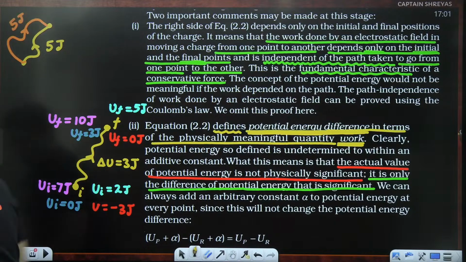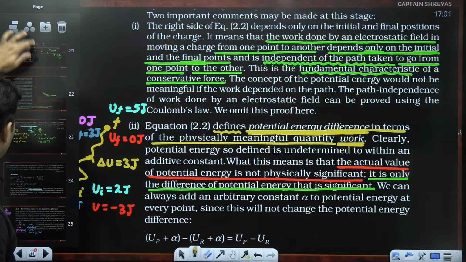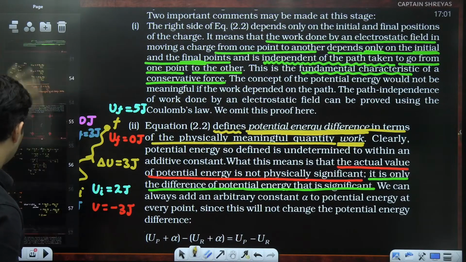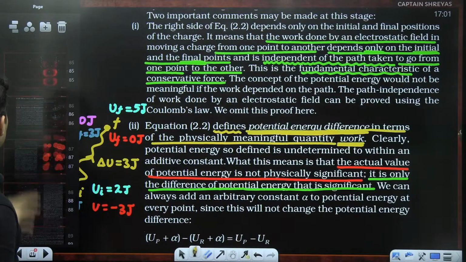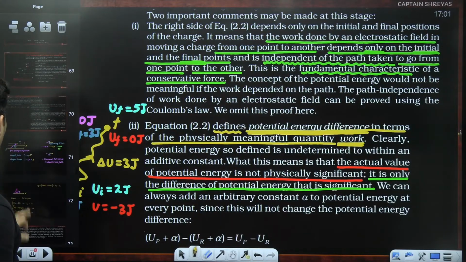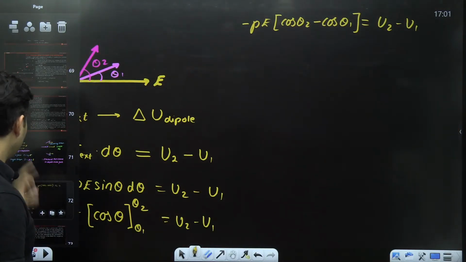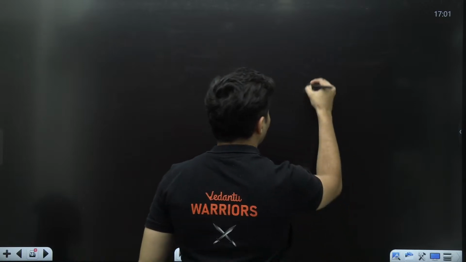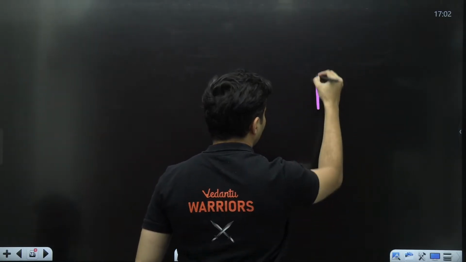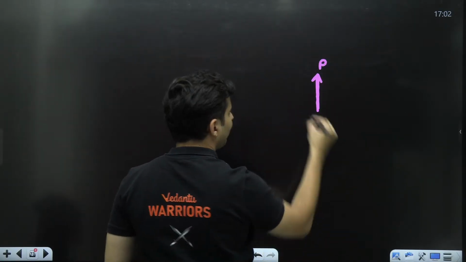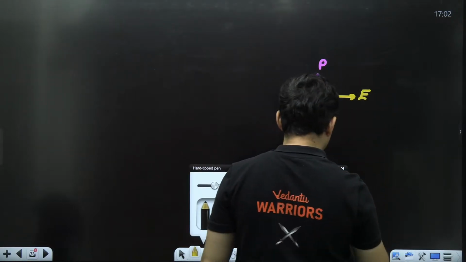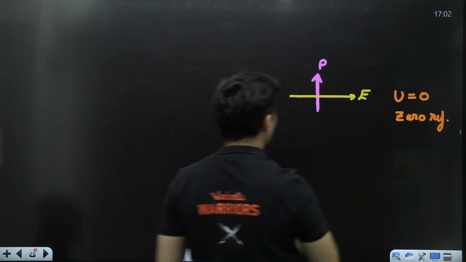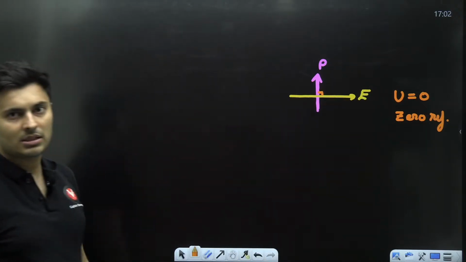Yep. Awesome. So, over here in this particular scenario, what we do generally is we take this particular situation where the dipole moment is perpendicular to the electric field as our zero reference potential energy. Basically, the angle between them should be 90 degrees. That's what we take as zero.